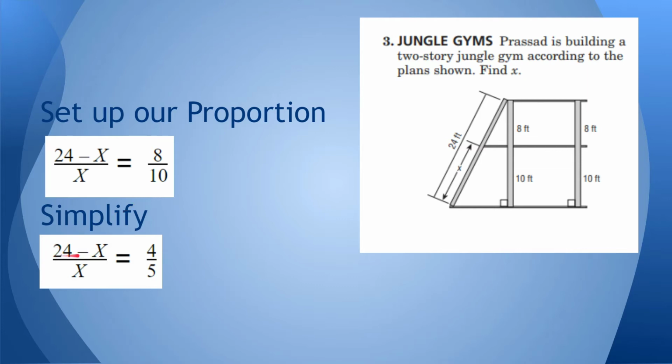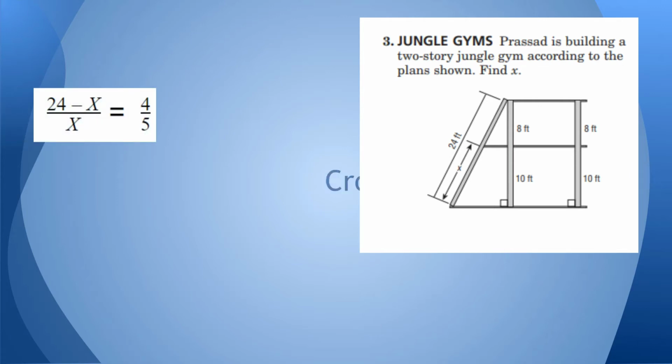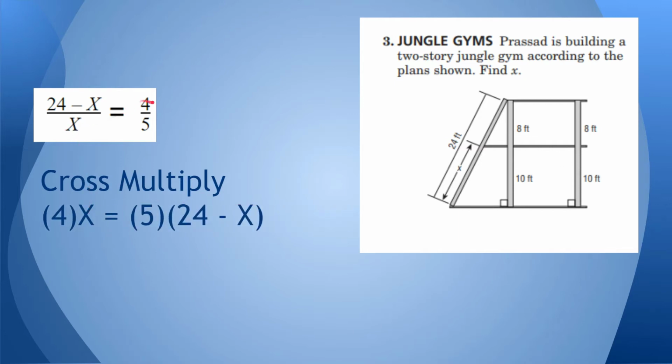So let's rewrite it as 24 minus x over x equals 4 over 5. Notice that I just took out a 2 from these, so that this is divided by 2, ending up with 4. 10 divided by 2, ending up with 5. 4 over 5 is the same thing as 8 over 10 when we're talking about fractions, when we're talking about ratios. So once it's simplified, we can then bring it over here to cross multiply once again.